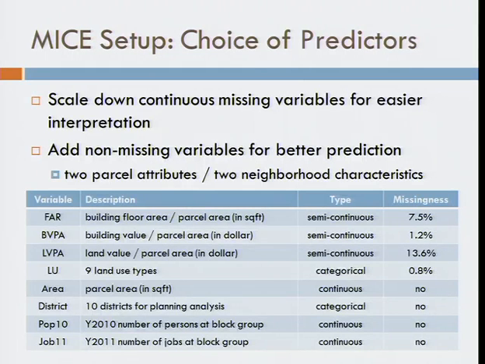Also, we have land use type, a categorical missing variable. For better prediction, we added non-missing variables as well, including two parcel attributes, such as parcel area in square feet and 10 districts for planning analysis. Also, we added two neighborhood characteristics, such as the year 2010 population at the census block group level. Also, we add the year 2011 number of jobs at the census block group level.